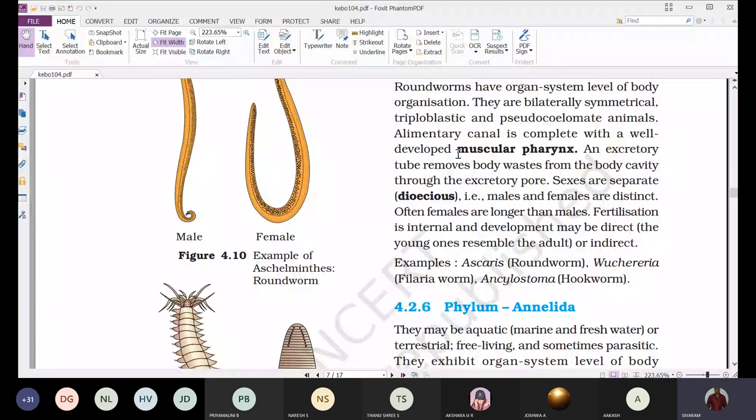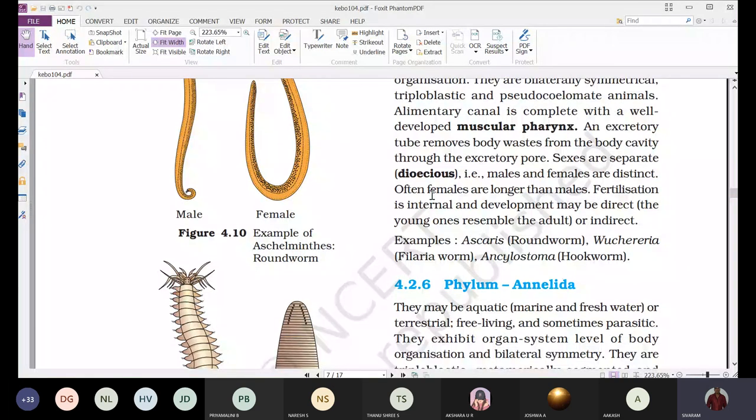A phenomenon in which we are able to differentiate the male organism from the female organism by its external features, we call sexual dimorphism. And such organisms we call dioecious organisms. And next, how can we distinguish the male from the female? Often females are longer than males. We can see here, this is the male worm, this is the female worm. The female worm is long when compared to the male worm.